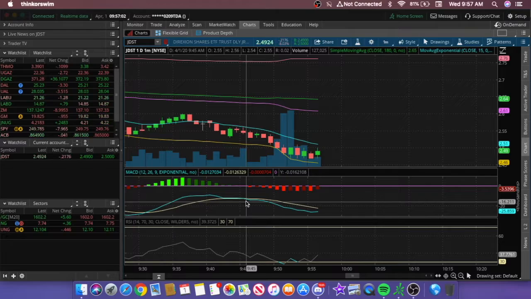I use RSI to confirm MACD and MACD to confirm RSI, and then for VWAP, I'll use my MACD and RSI to confirm what's happening in my VWAP. So bringing us into our next confirmation tool, our RSI. RSI is the relative strength index, which uses the magnitude of recent price changes to evaluate overbought or oversold conditions in the price of a stock or other assets.